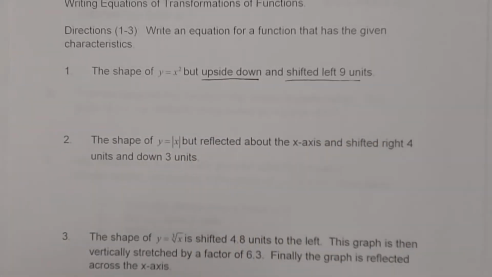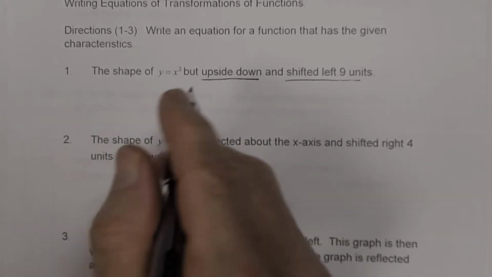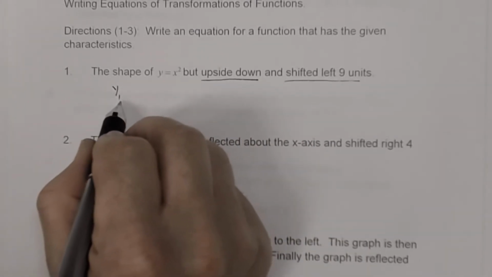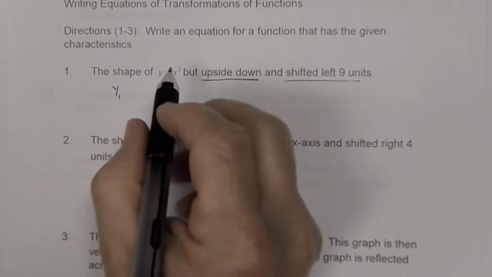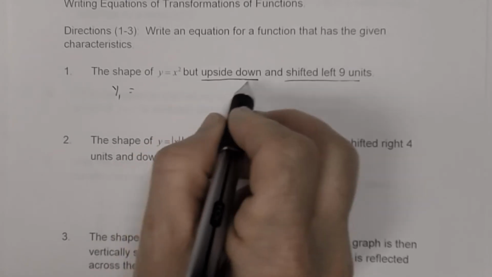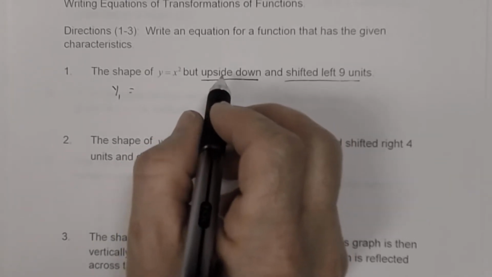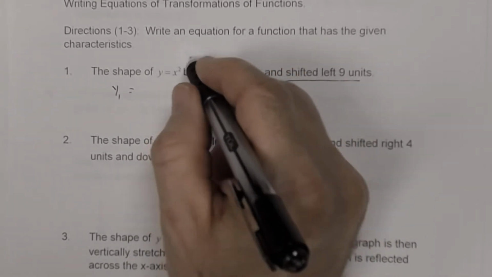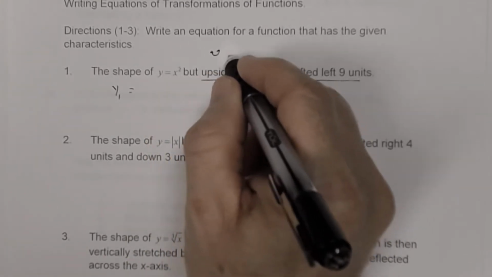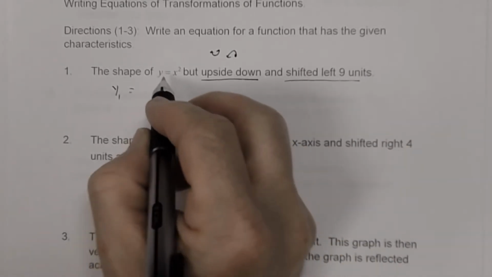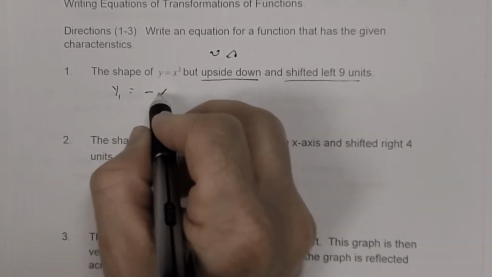All right, so this is going to be my first one. What I want you to do is say y1, so that the y sub 1, the 1 means my first transformation. So what I'm going to do is take x squared, my parent function, and reflect it. Upside down means reflect about the x-axis. So instead of pointing up, it's going to point down. That's where you have that negative in front. So that'll be a negative x squared.